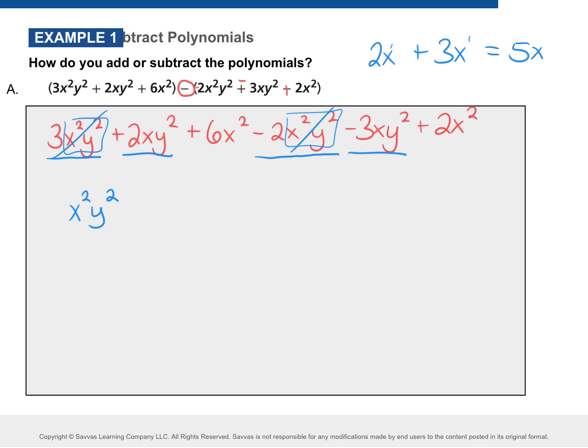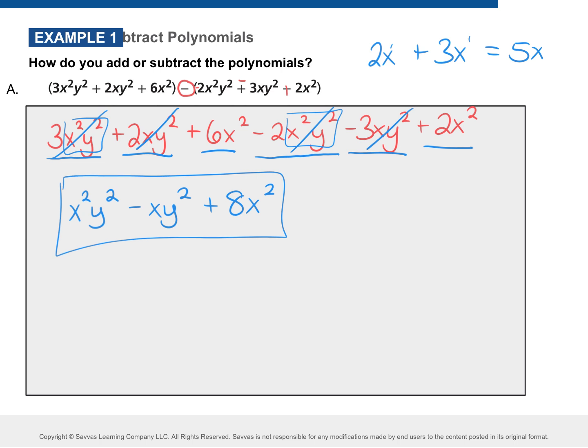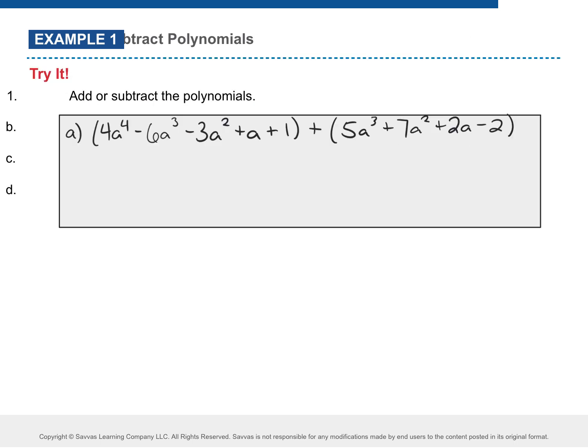Negative 3xy squared. So it's 2xy squared minus 3xy squared, which is negative xy squared. What's next? 6x squared plus 2x squared is 8x squared. When you have multiple variables, you just need to check, is this in simplest form? Yes, there's no more like terms to combine, so it is in simplest form. Don't worry about standard form. Okay? All right, this is what your 4A looks like.